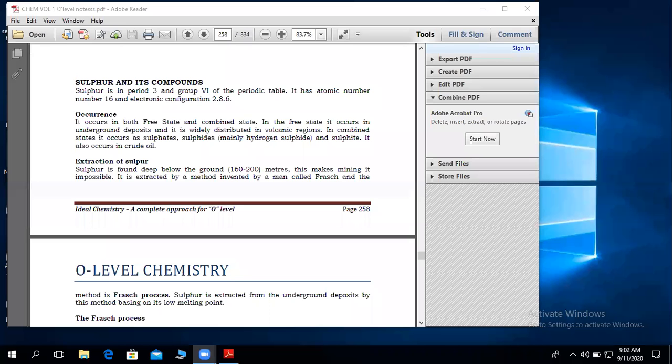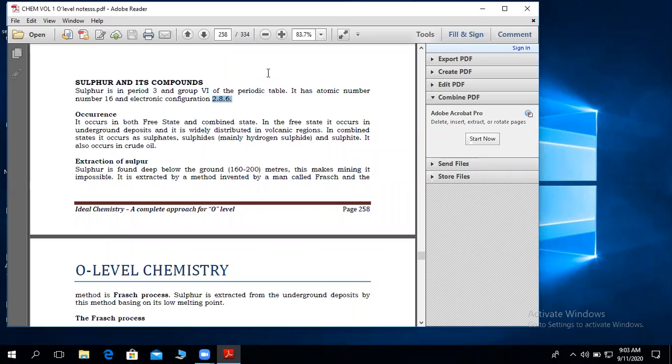The topic is called sulfur and its compounds, meaning we are going to be looking at compounds of sulfur. What do we know about sulfur? Sulfur's atomic number is 16, meaning that it has 16 protons and 16 electrons. So its electronic configuration is 2, 8, 6.